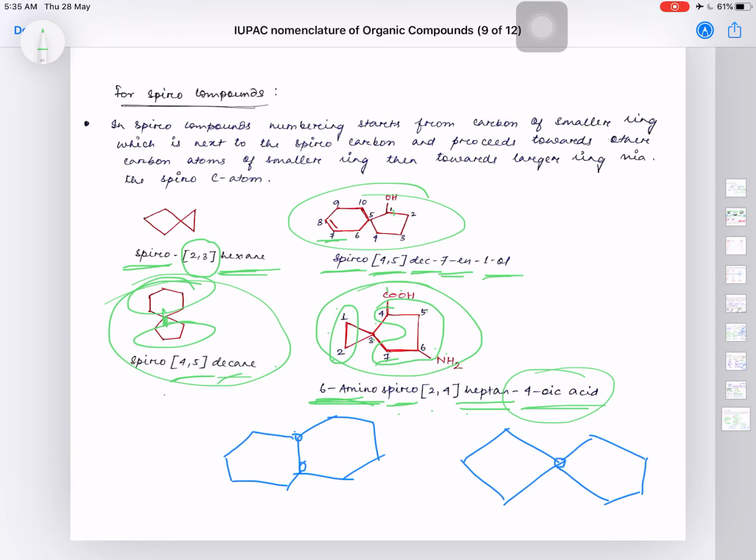These spiro compounds, bicyclic compounds, and cyclic compounds are very important. You see, in exams you might not get questions directly from straight-chain compounds, but spiro and bicyclic compounds will be coming in your exams. Okay, so just try to solve some examples or questions from these spiro and bicyclic compounds. And if you have any doubts, you can just post them, or you can ask me anytime.